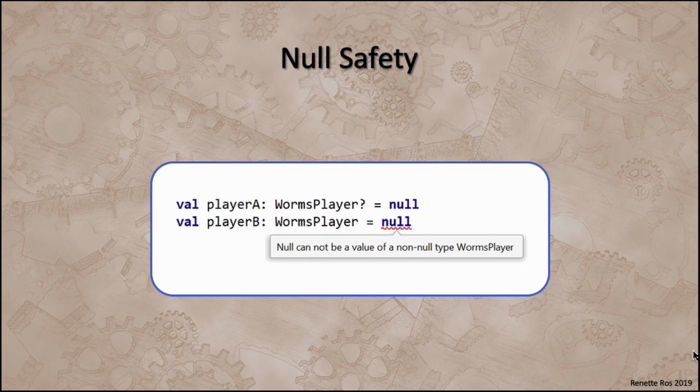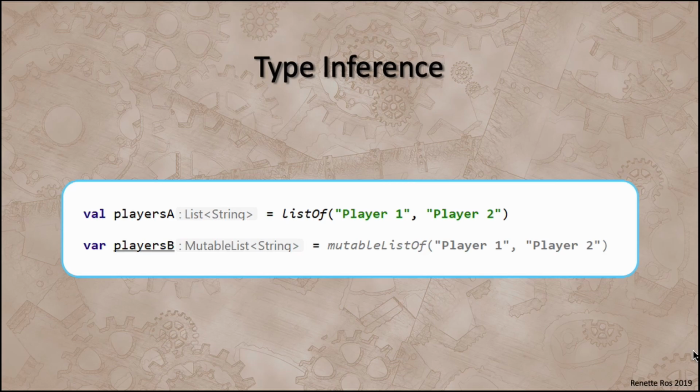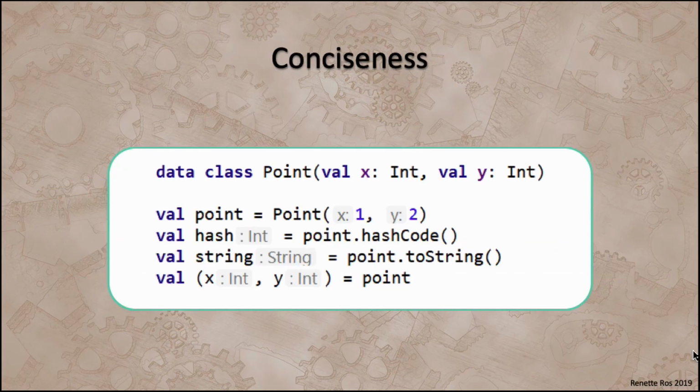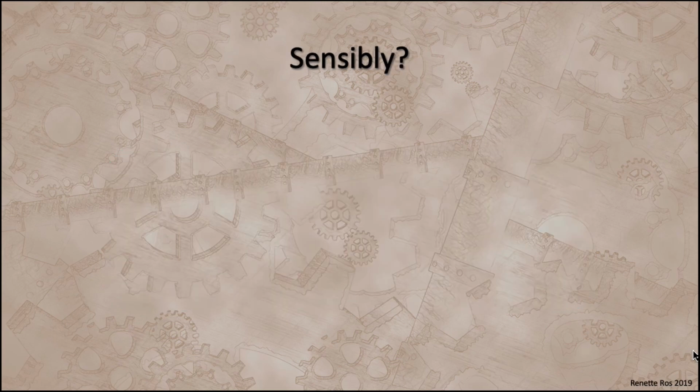In addition to the overlap between functional and object-oriented, one of the big advantages of Kotlin is null safety at compile time, which makes our code safer. We have type inference, which reduces a lot of boilerplate code. And we have conciseness. This is just one example of data classes that was already covered in an earlier session, but there's many examples of Kotlin making our code a lot more concise.